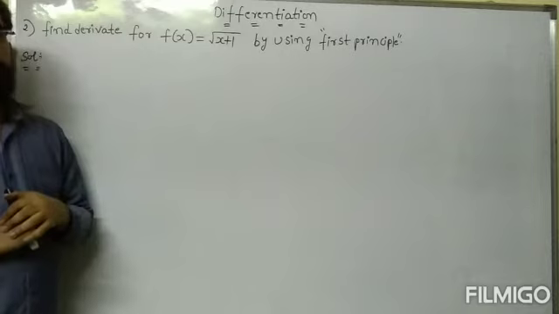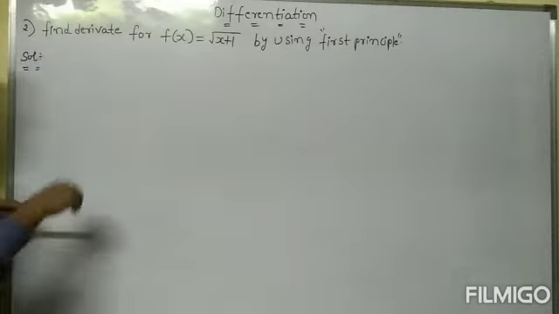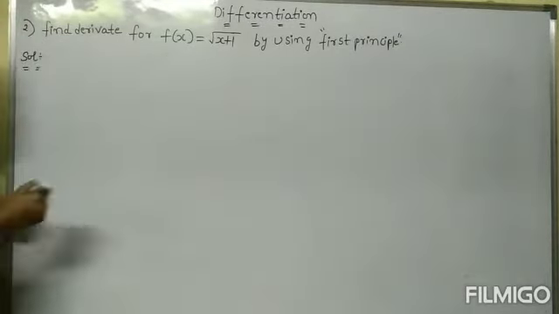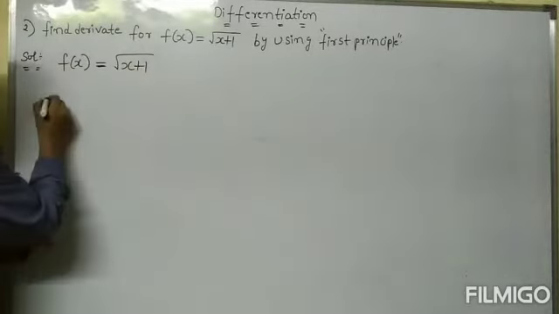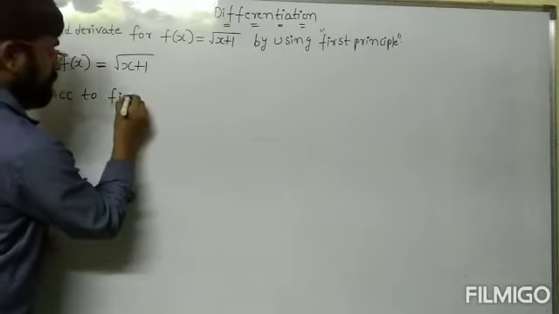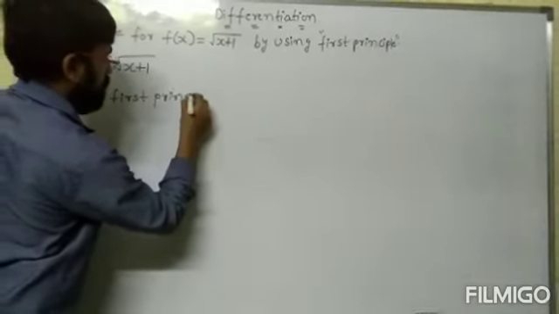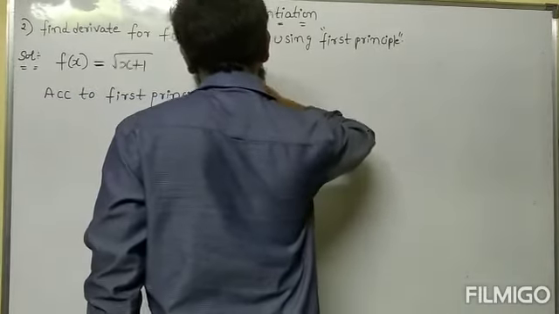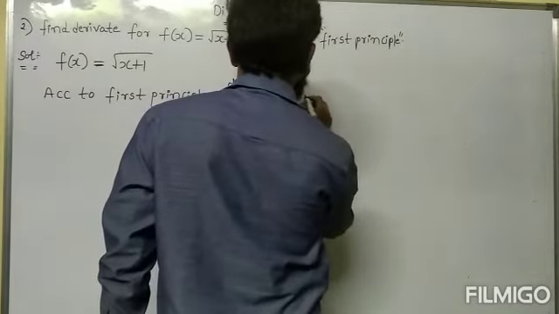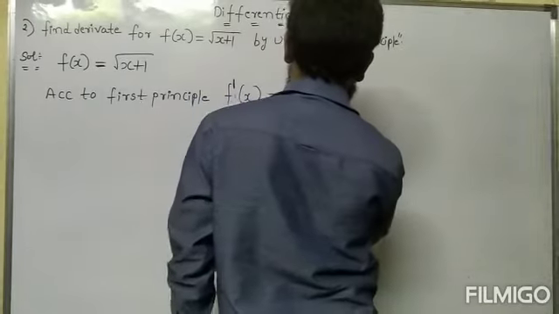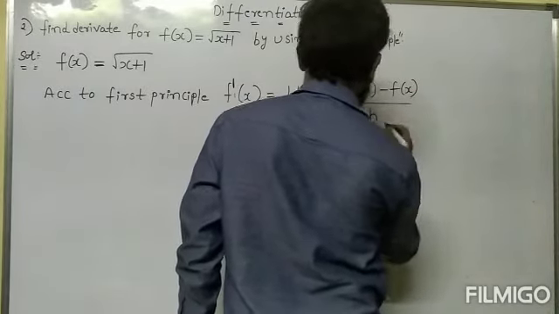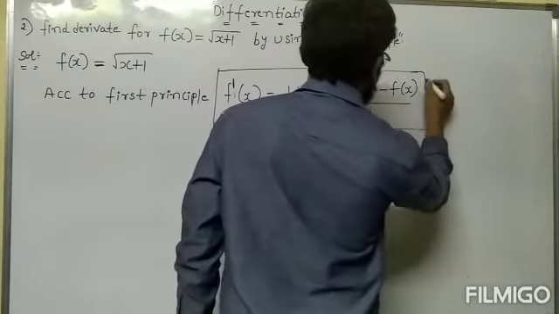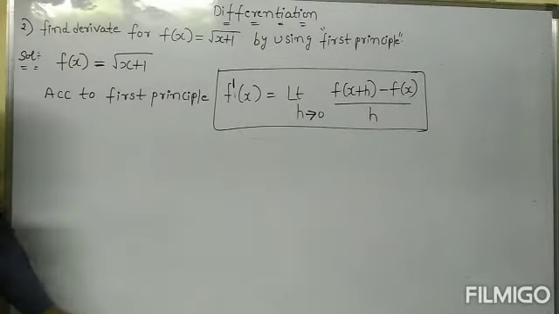Variables, that's it. Chapter four. Find the differentiation for f of x equals root x plus 1 according to first principle. f dash of x is equal to limit h tends to 0 of f of x plus h minus f of x by h. This is the formula.